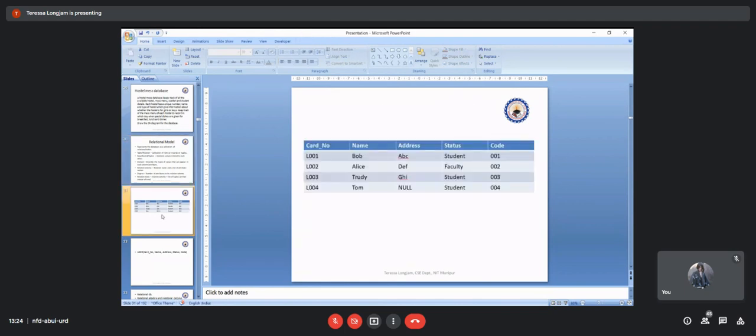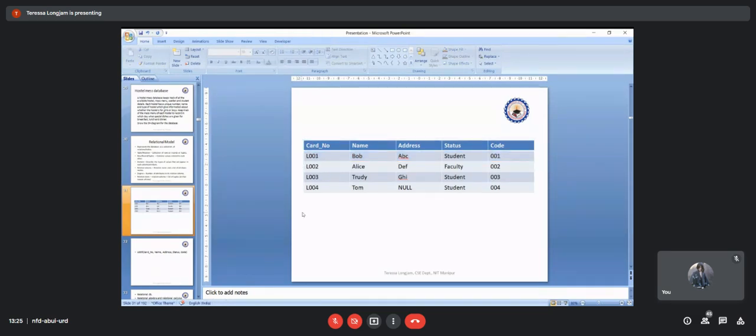Here you can see, as I have already told you, this is an example relation. The name of the relation is user. These are the attributes of the relation: card number, name, address, status, and code. These are the attributes of the user relation. And the relation is a collection of tuples, isn't it? So we have 4 tuples here in this relation.